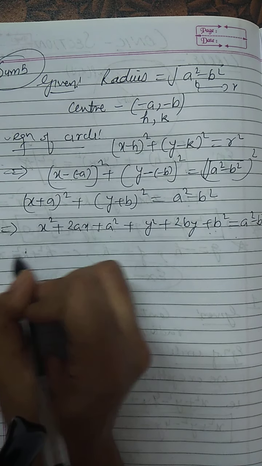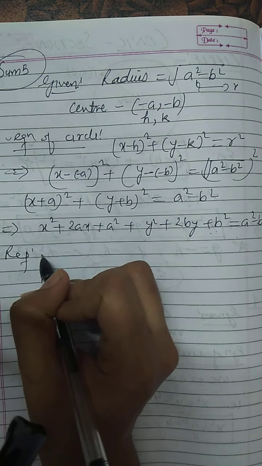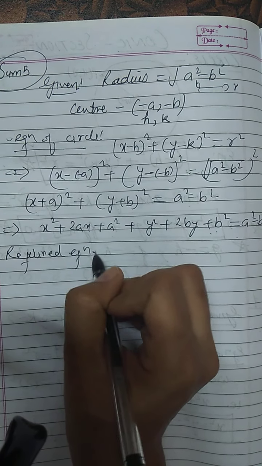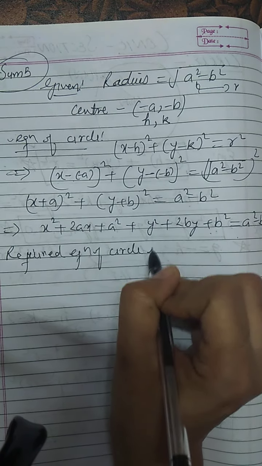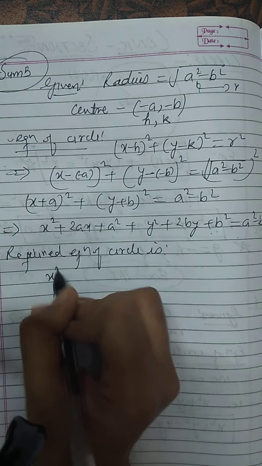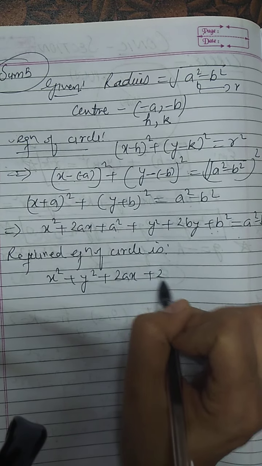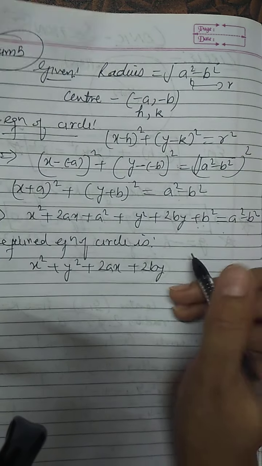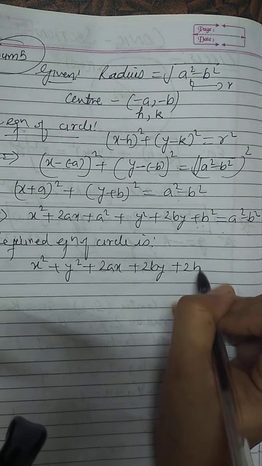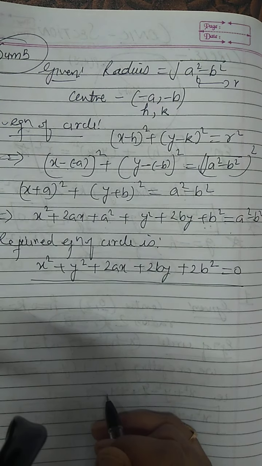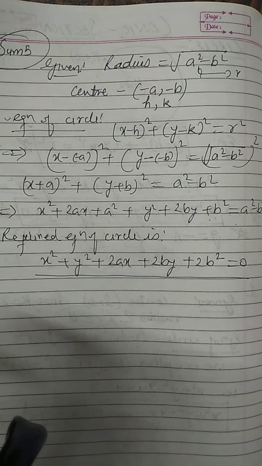So the equation will become, or we will write down, the required equation of circle is, what is that? x square plus y square plus 2ax plus 2by plus twice of b square equal to 0. So this will be the required equation of the circle.